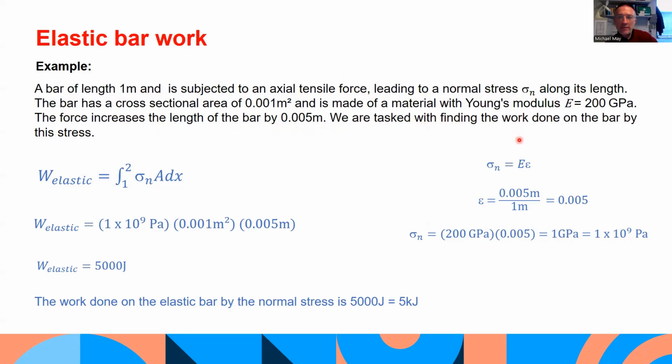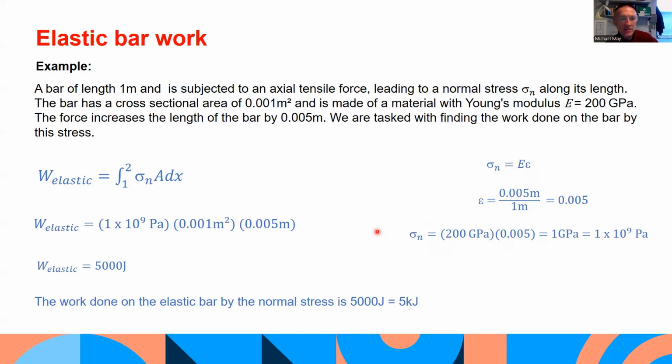So we know Young's modulus equals stress over strain. So we transpose that to get the normal stress on its own. And the strain itself is the change in length over the original length. And so we get that value also. So from Young's modulus and the strain, we can calculate the normal stress.